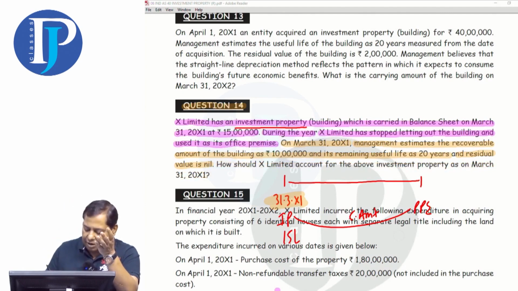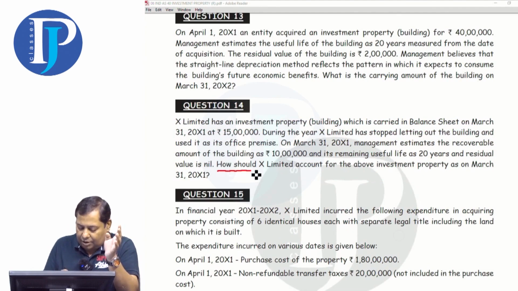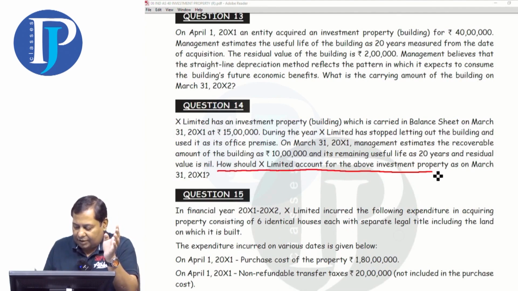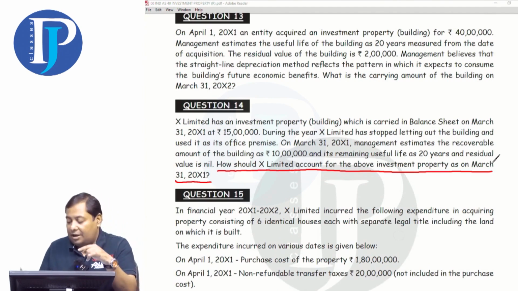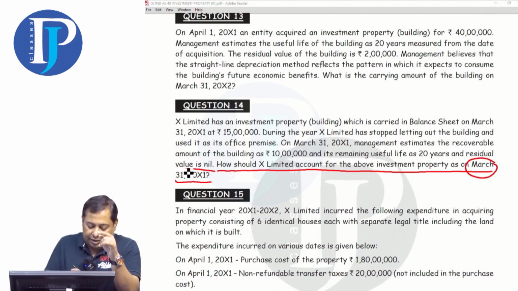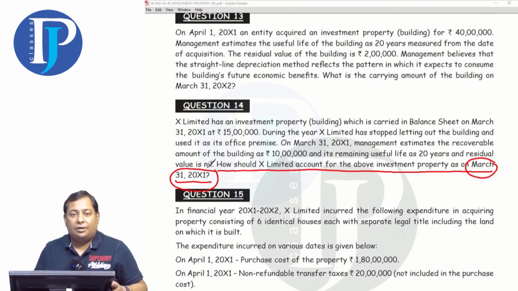You know what the question is doing? I will show you what the question did. The question is asking you to tell, from X Limited's point of view, how X Limited will do accounting of investment property. Look at the accounting date, it is asking for March 31st X1. What accounting will be done on March 31st X1?